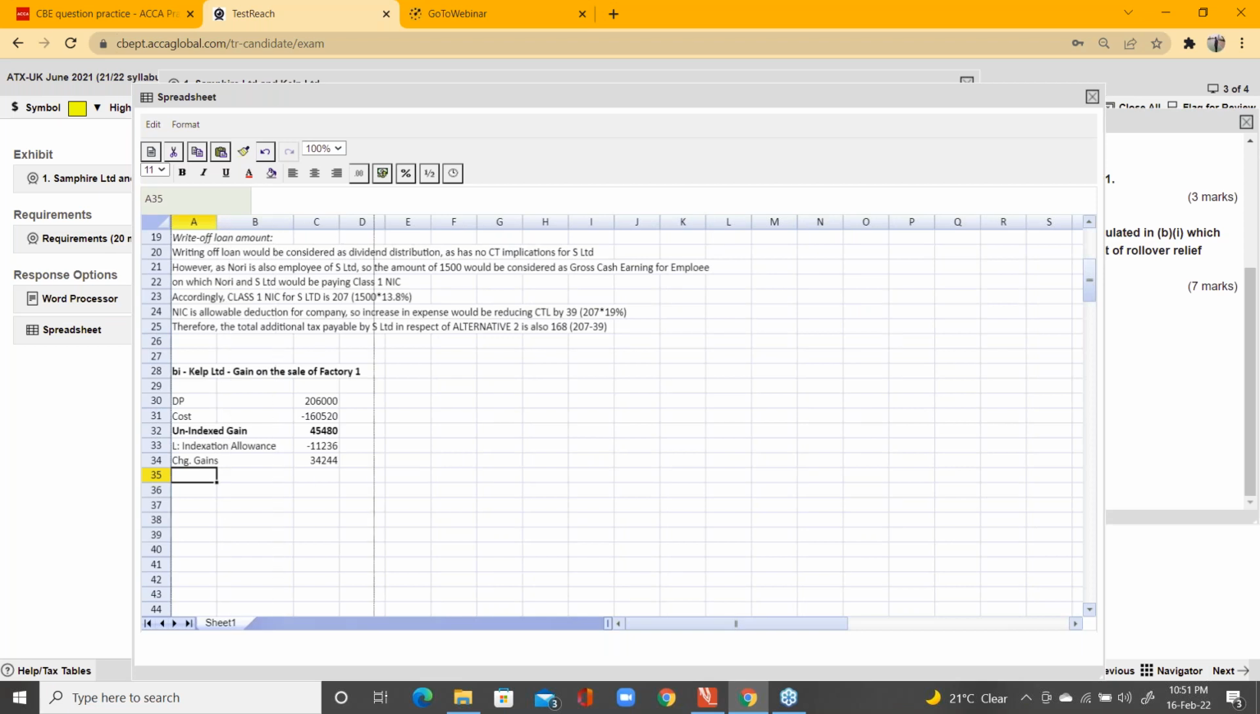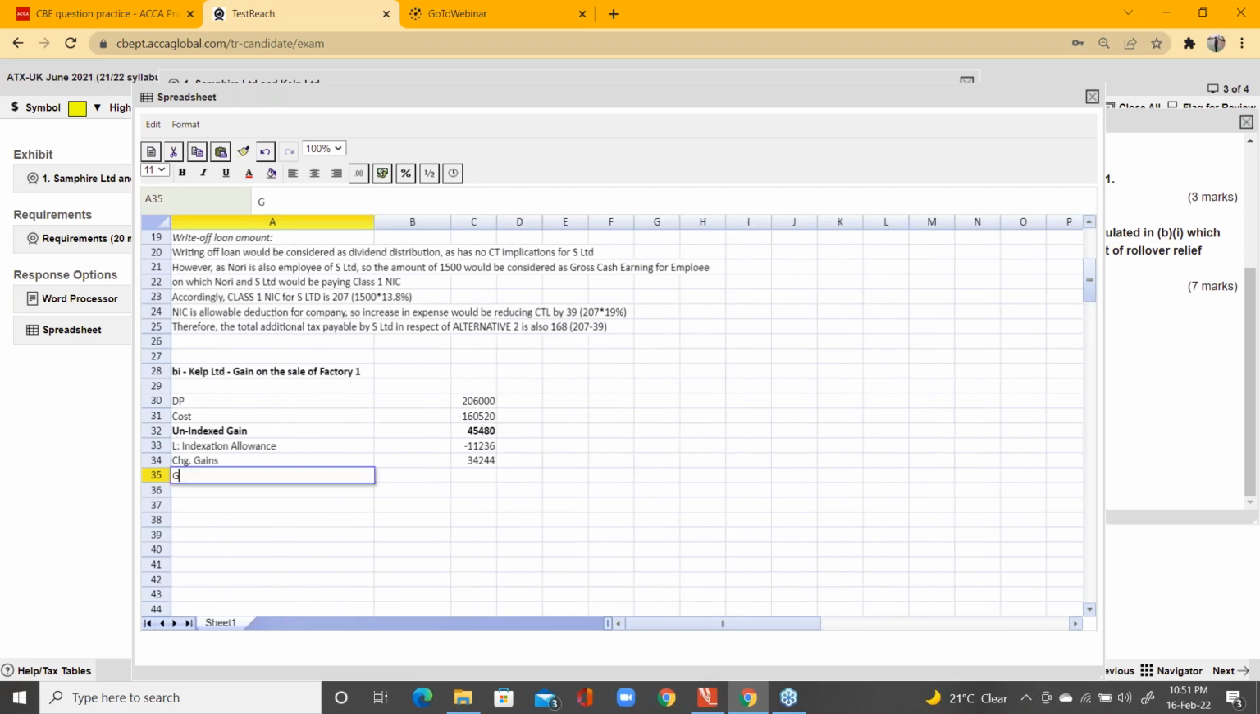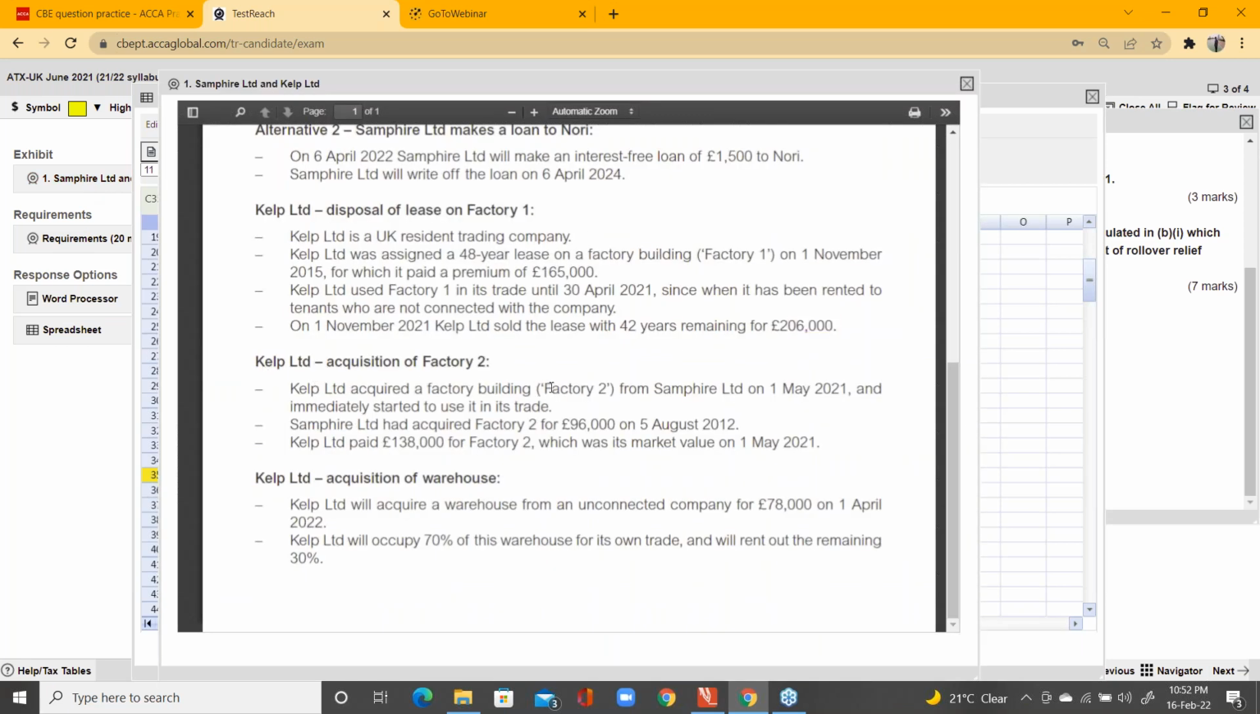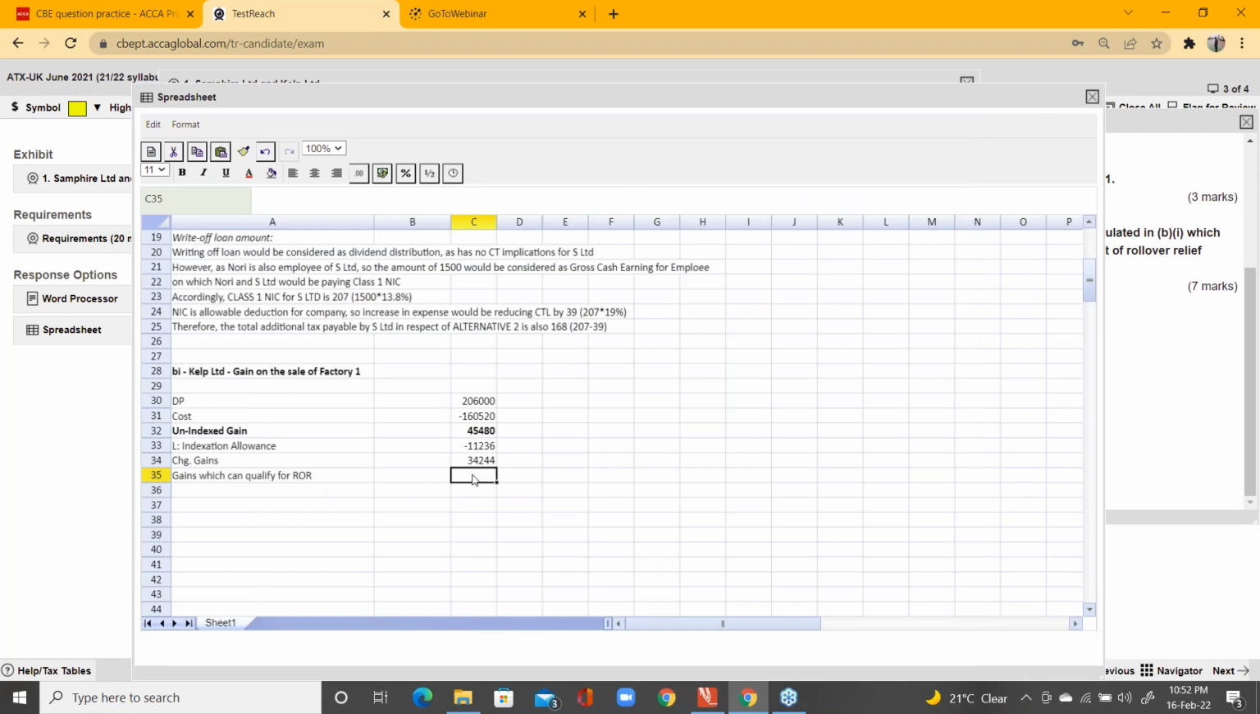But a very important concept now: how much gain can qualify for any relief? I'm going to mark another heading, gains which can qualify for rollover relief. That should be calculated according to the business and non-business use. Further, we also need to check whether the company is purchasing other assets or not. Let's say, as mentioned, that the company is also acquiring factory 2 and a warehouse. Both are business assets.